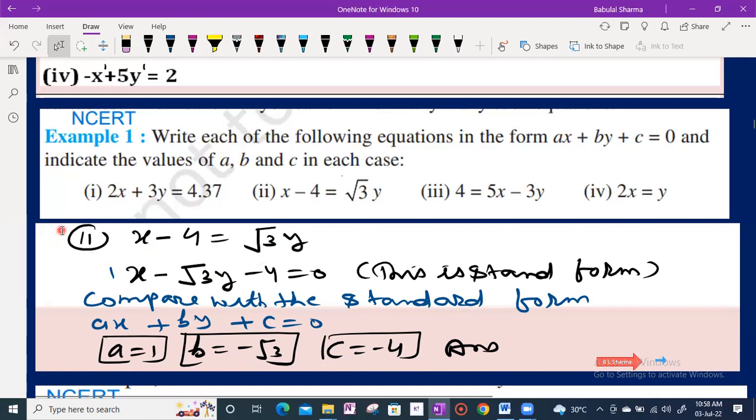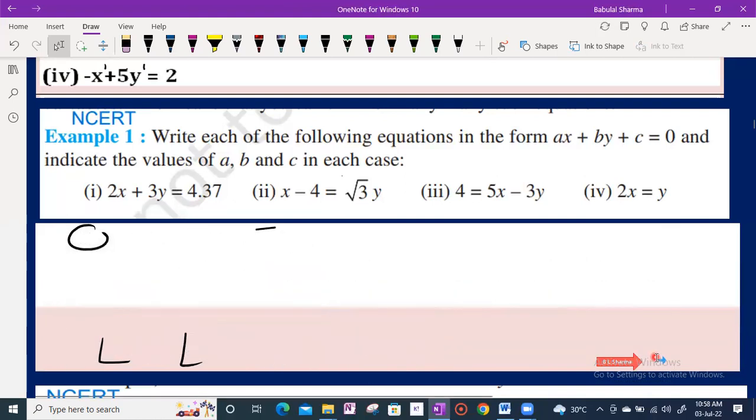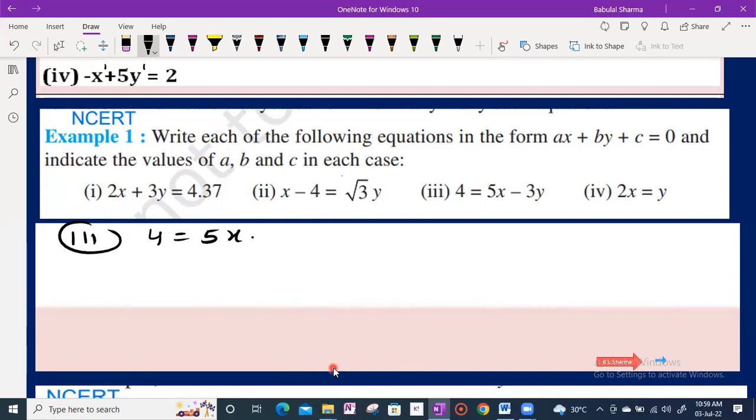And now we come to the third part of it. इसको मैं रिमूव कर देता हूं. Yes. The third part of it is 4 is equal to 5x minus 3y. We can also write 5x minus 3y is equal to 4.